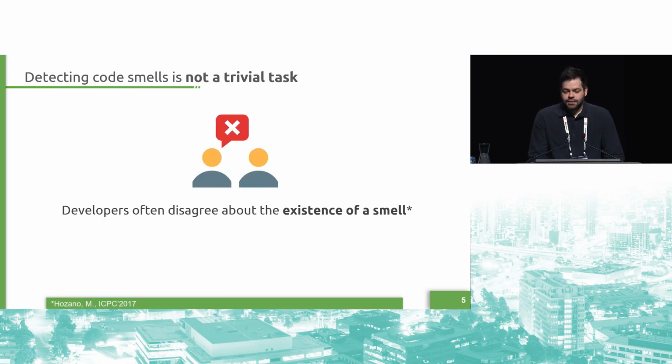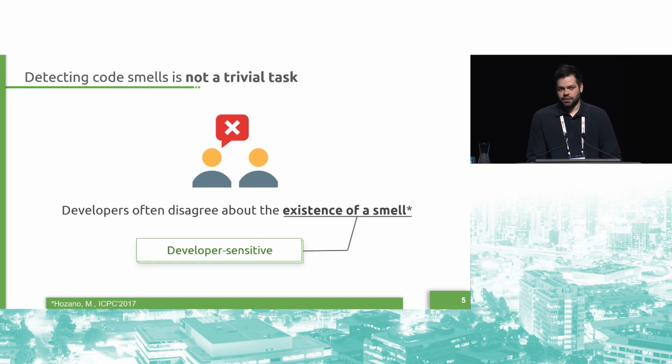However, detecting code smells is not a trivial task, especially because developers often disagree about the existence of a smell. For instance, a developer can consider a method a long method if it has more than 100 lines. On the other hand, another developer might only consider a method long if it has many more lines than other methods from the same class. In this way, we can say that the existence of the smell is developer sensitive, since it depends on developers' perception.